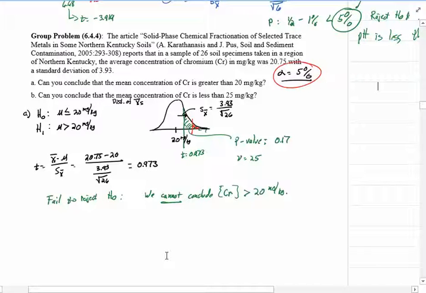And how do we check that? Lots of ways. Probability plot. Probability plot is probably the best one. So a normal probability plot of the individual data points, we don't have them here, would be good.